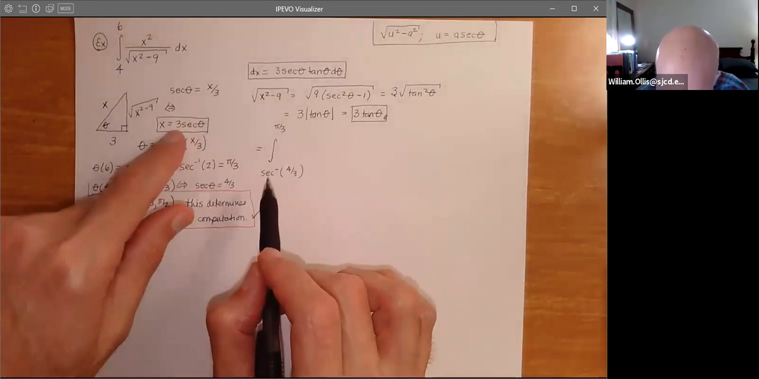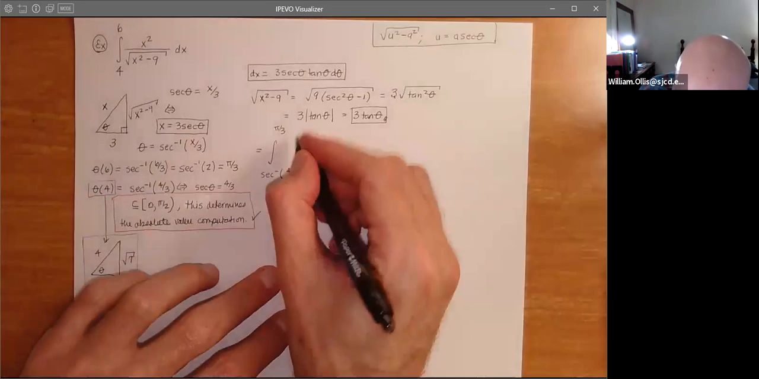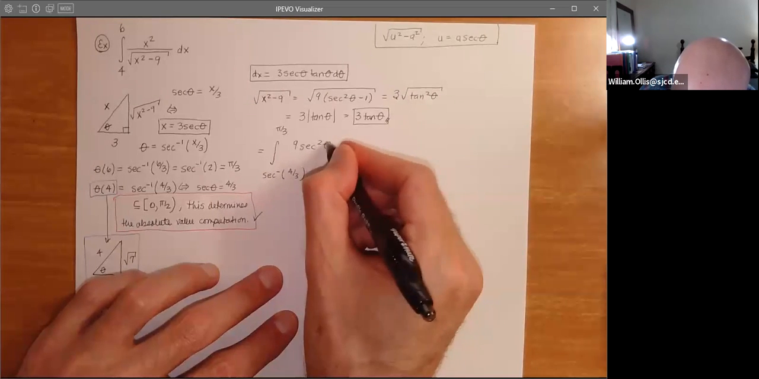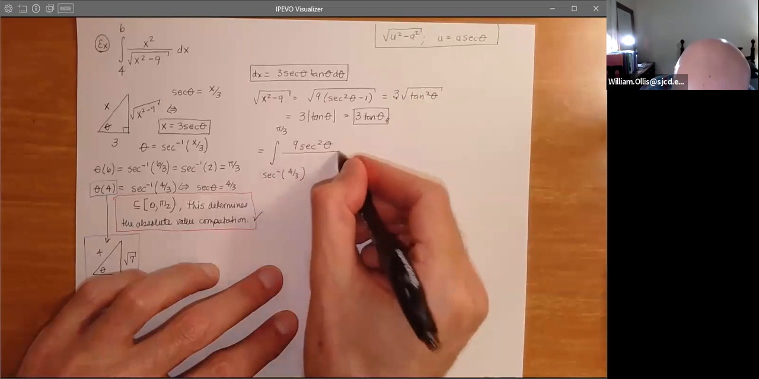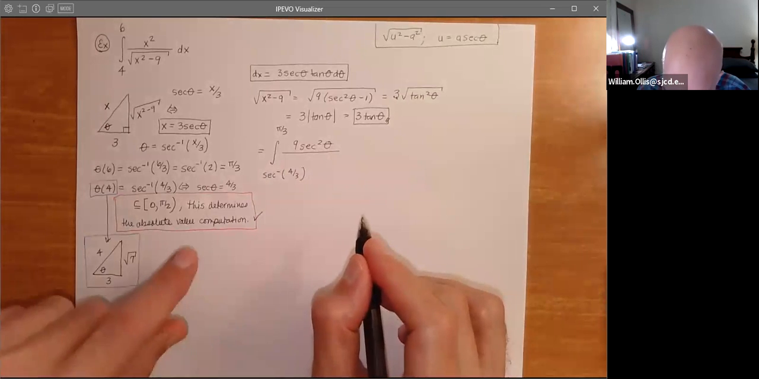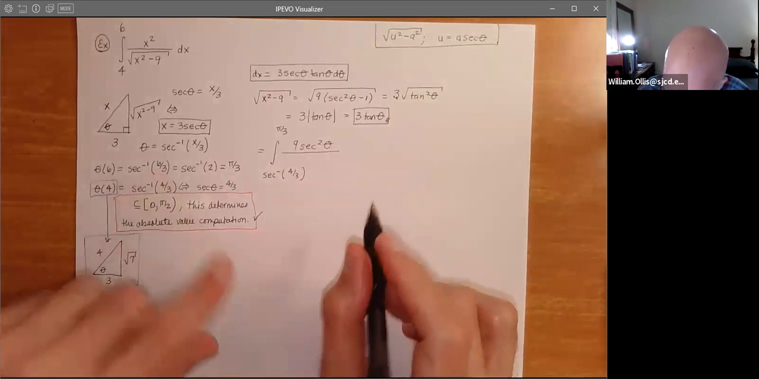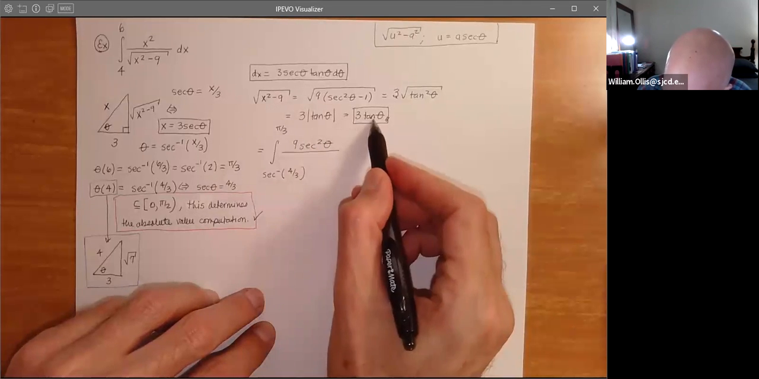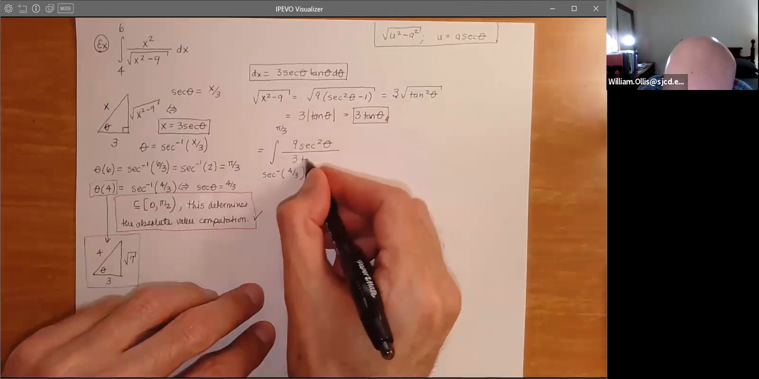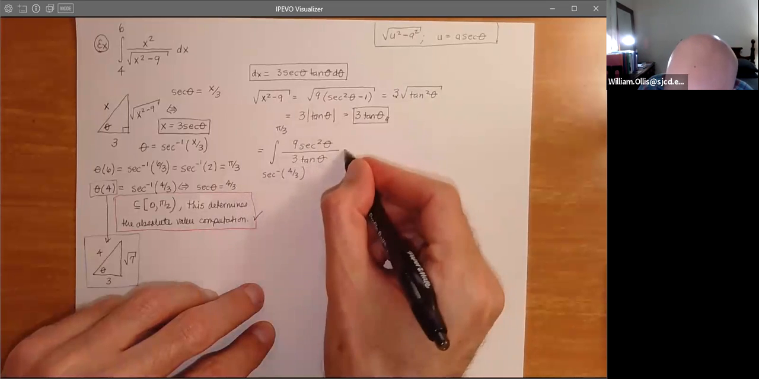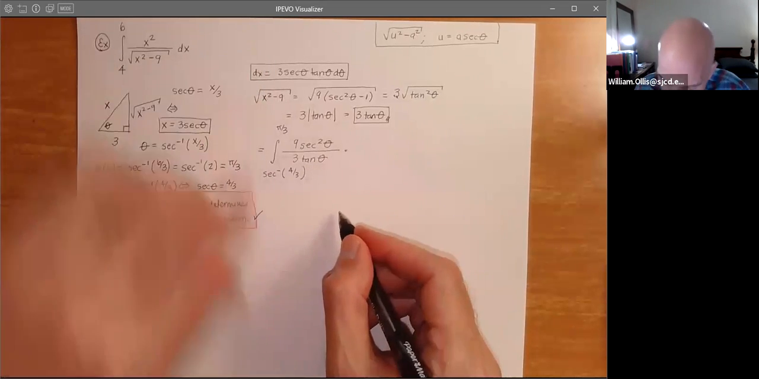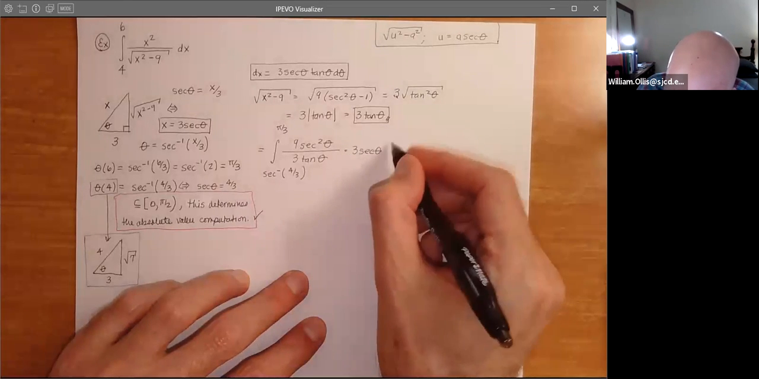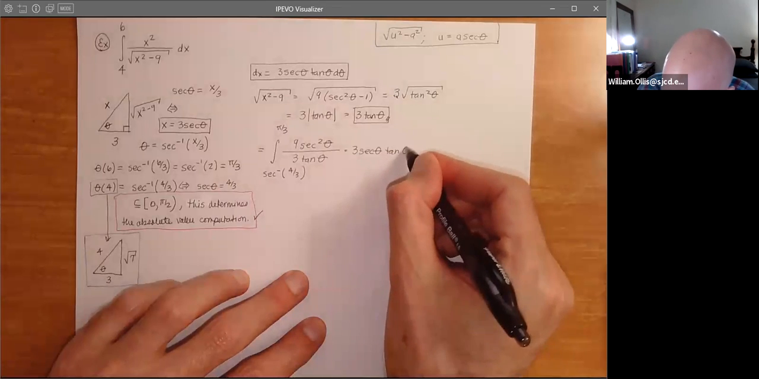X squared would just be 9 secant squared. And then downstairs, notice we have the square root. That's going to be what? 3 tangent. So the square root is 3 tangent. And then dx is right here: 3 secant theta tangent theta d theta.